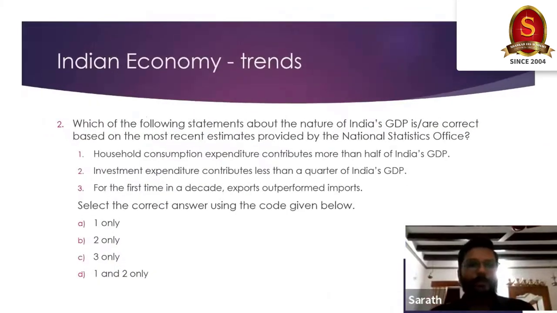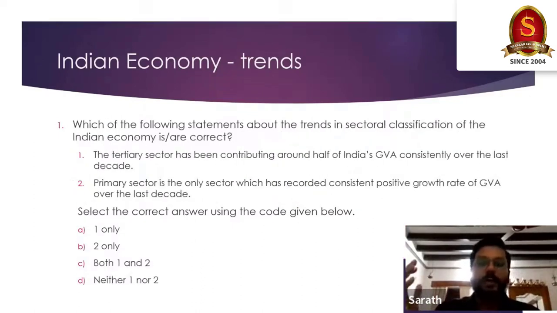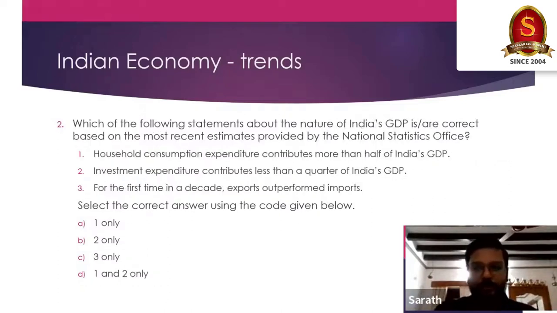Going back to the question, household consumption expenditure contributes more than half of India's GDP. It contributes roughly around 60% of India's GDP. And you don't need to know all of this. You can simply go by the common statements that you hear. India is a consumption-oriented economy. You go back to the previous question, you hear India is a service sector-oriented economy. Tertiary sector contributes around half of India's GDP. Consistently over the decade or not is a different thing. That's a general statement that we know. This is also a general statement that we know.